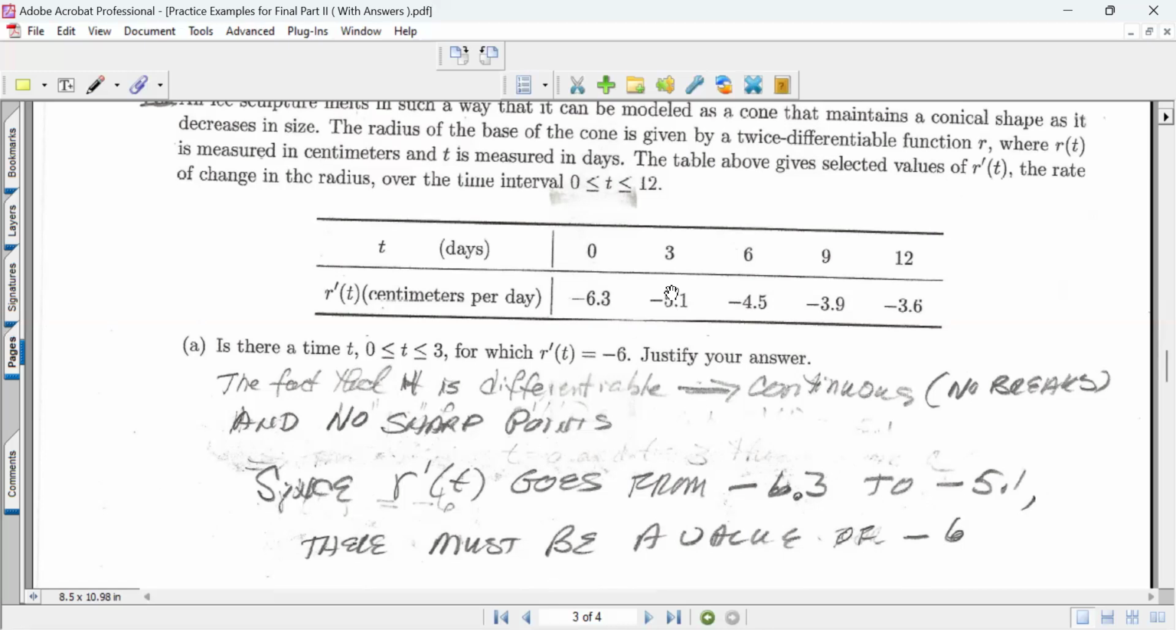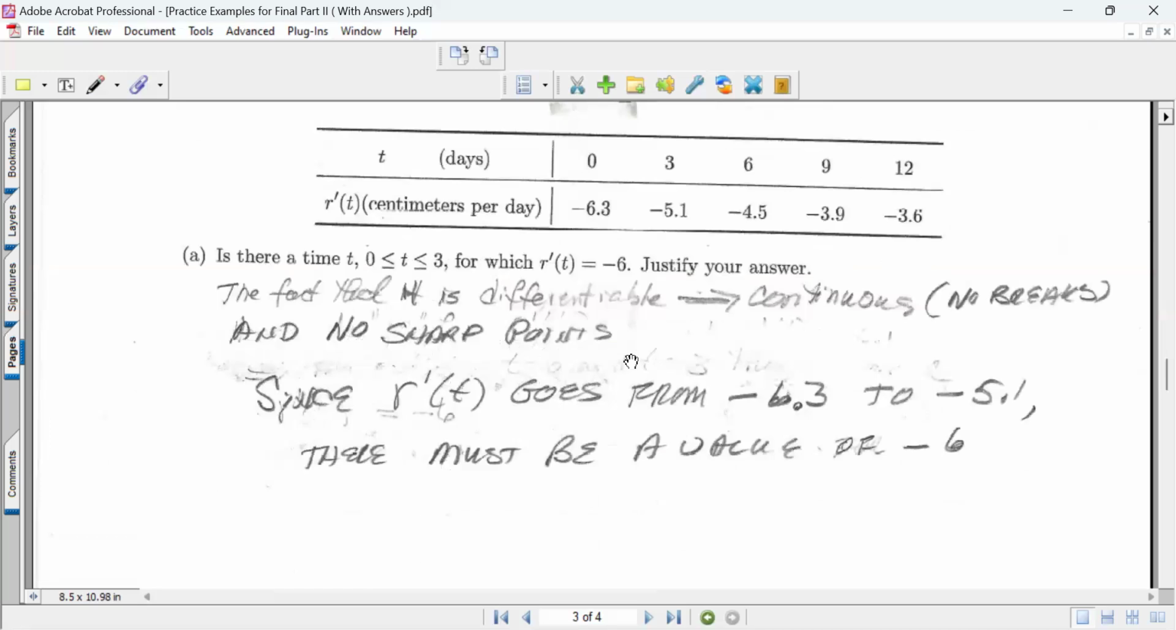It's something called the intermediate value theorem that applies to what's going on here, and I just point that out for you of interest. If there's no break in it, it goes from minus 6.3 to minus 5.1. Remember that minus 6 is to the right of minus 6.3, and this is further to the right. So by virtue of the fact that it's continuous, there's got to be a point there.